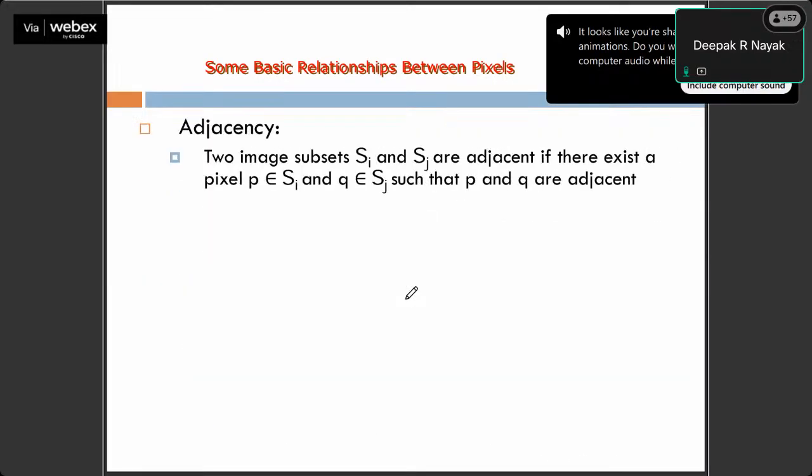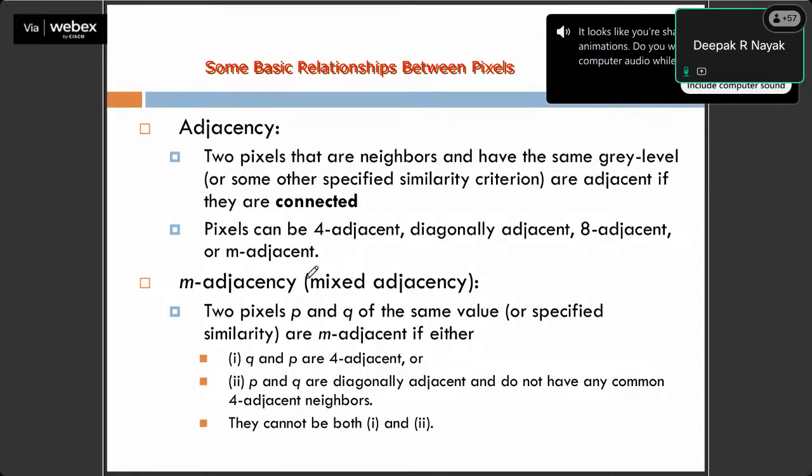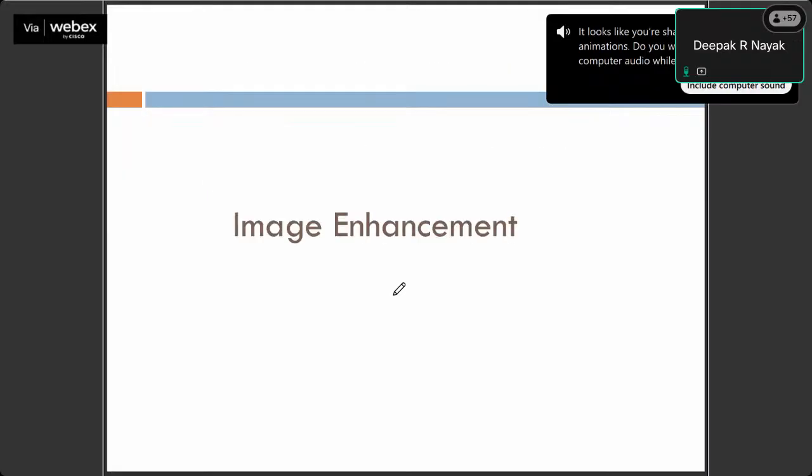There are also other concepts like adjacency. Two pixels present in different neighborhoods are said to be adjacent to each other if they are connected in some sense. Similarly, you can go through some of the concepts of connectivity and adjacency. They are very similar to each other. Fine.